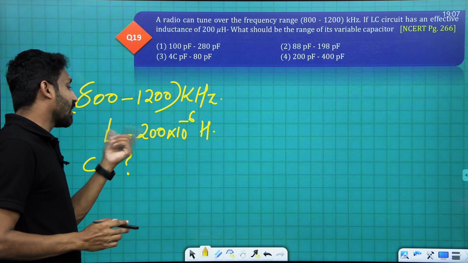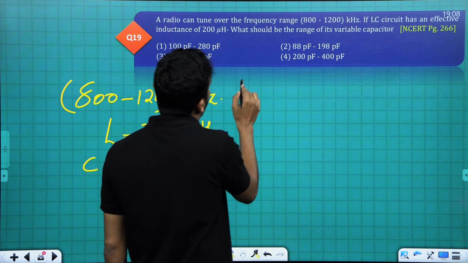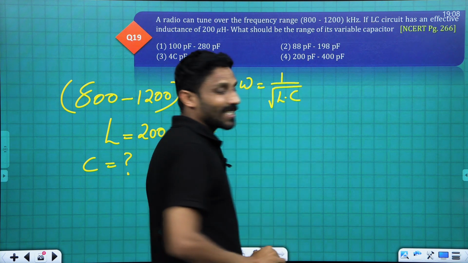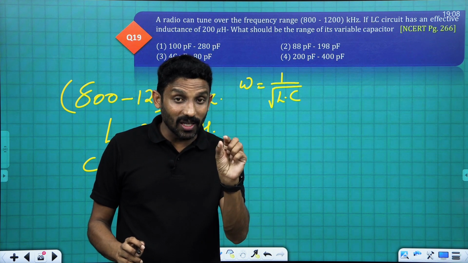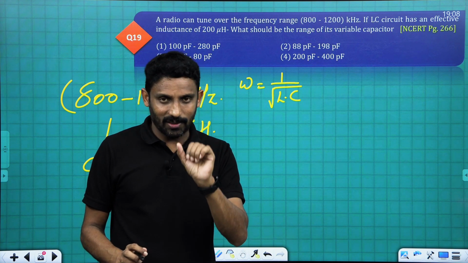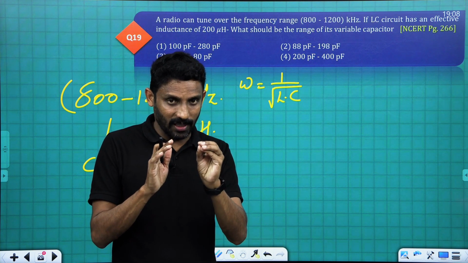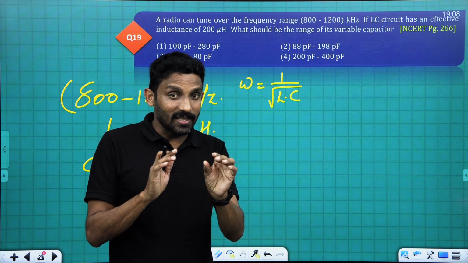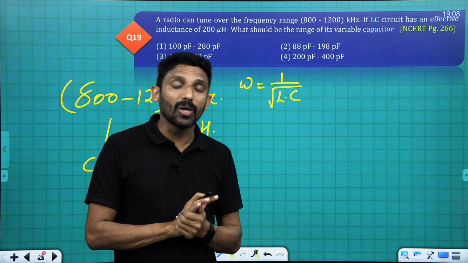Frequency is given, inductance is given, capacitance is asked. What is the formula of frequency? We have omega is equal to 1 by root of LC in the situation of resonance. And when we select a particular channel in the radio, the circuit is at resonance with that particular frequency. When we select a channel of 1000 kilohertz frequency, the circuit is at resonance. We are selecting such a capacitor there by tuning. That's the condition of tuning.